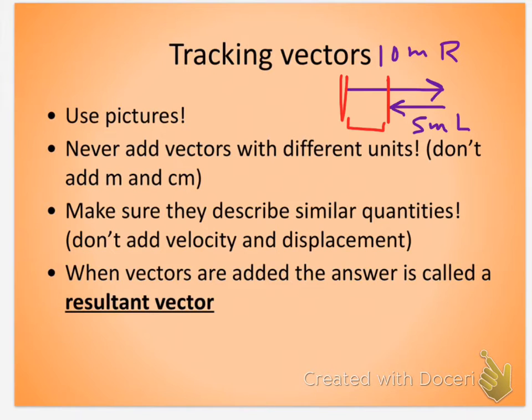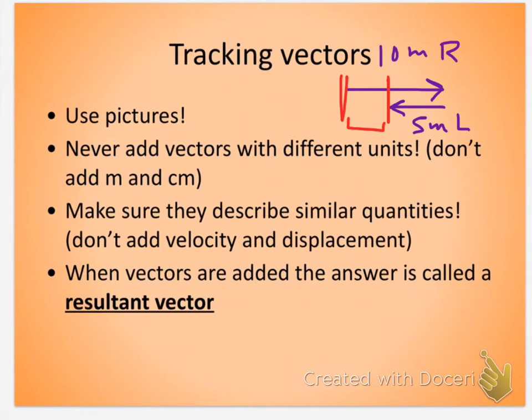What's our displacement here? 5 meters to the right. And again, we have to have both a magnitude and a direction. Some of this is common sense stuff. You can't add meters and centimeters. Just like in our earlier chapters, we talked about not adding quantities with different units. You also can't add quantities that are in different scales.